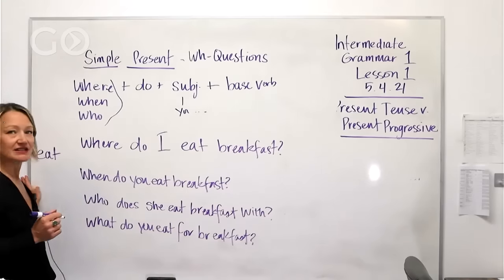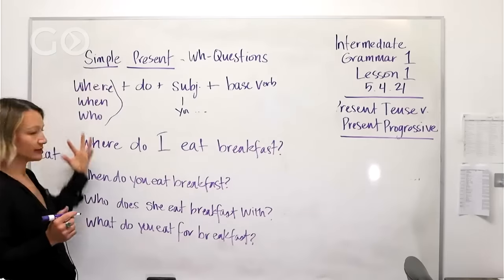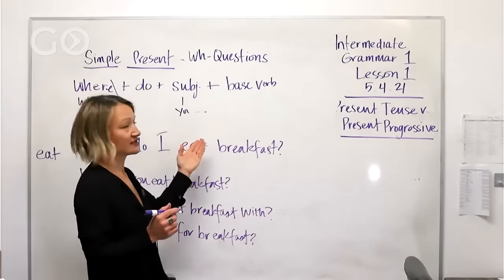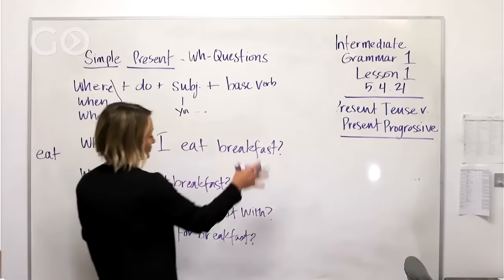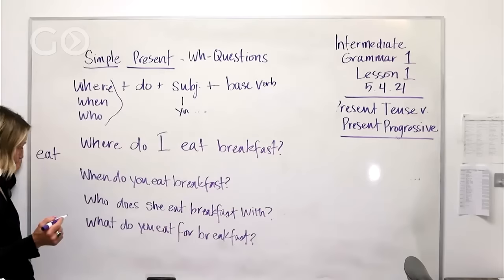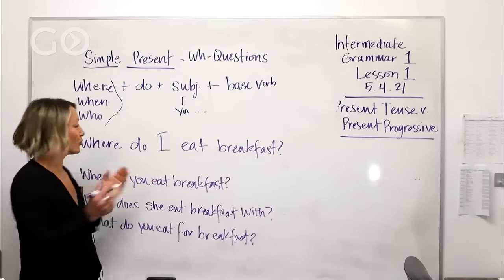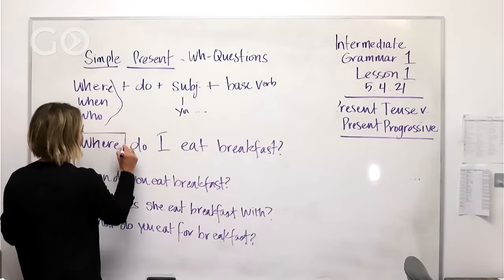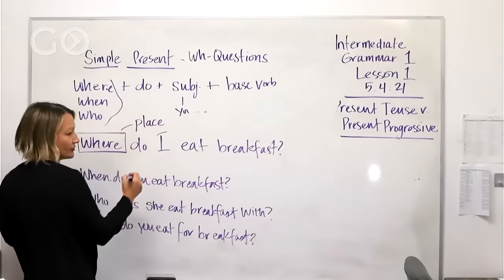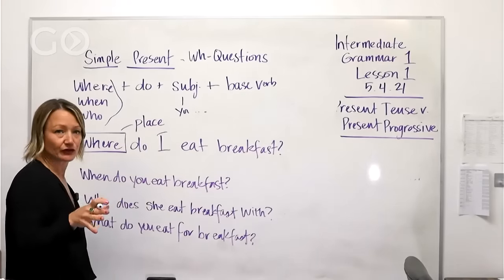Where do I eat breakfast? Let's look at, so we've got this formula, you guys, with the WH, the do, the subject, and then the base verb, eat. And then we've got this additional information in some of these, right? Great. So let's look at some of the answers. So where, of course, we know that this is asking about a place. You guys all should know this, right? If you're at this level, you already know this, and this is just a nice review for you, okay?